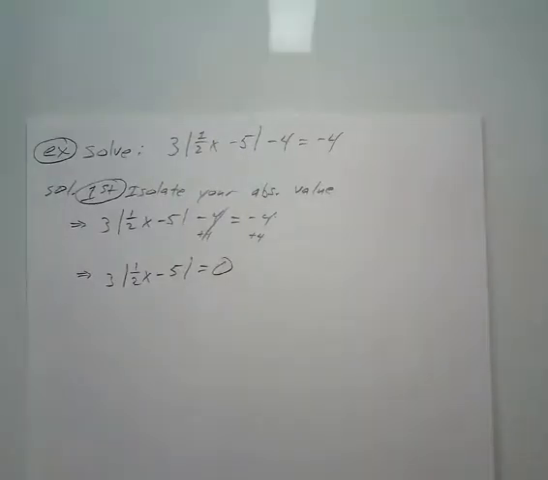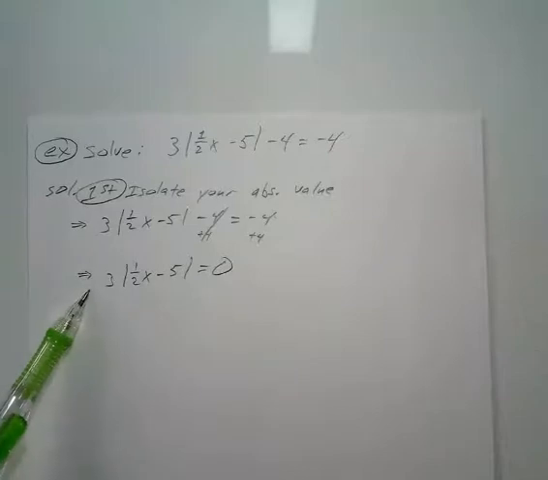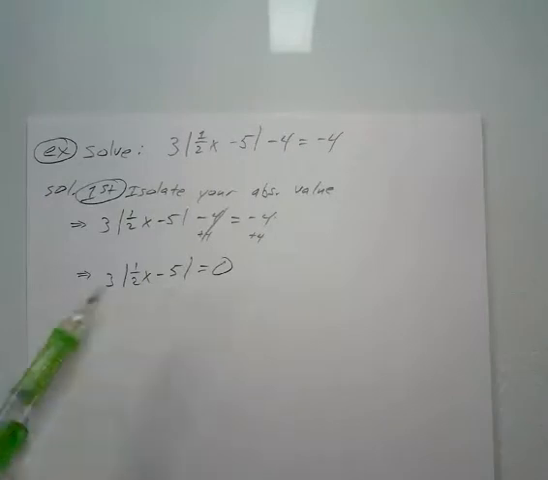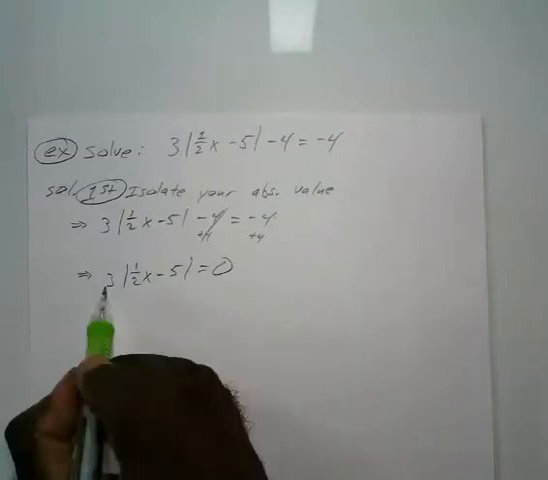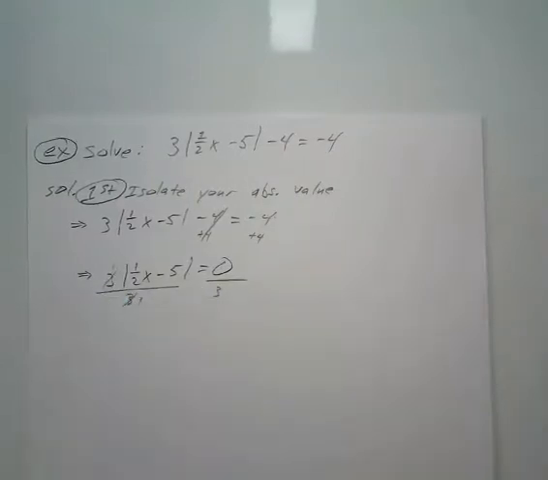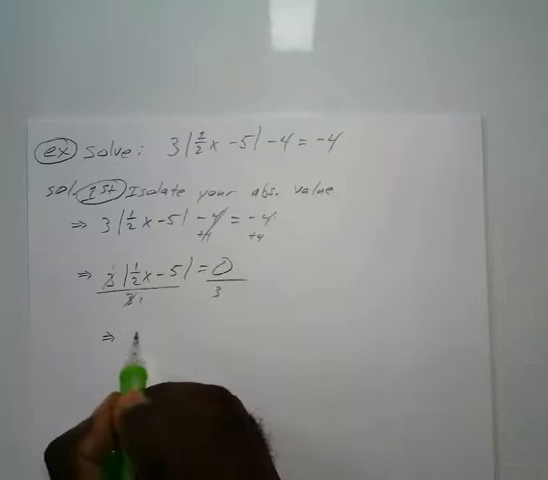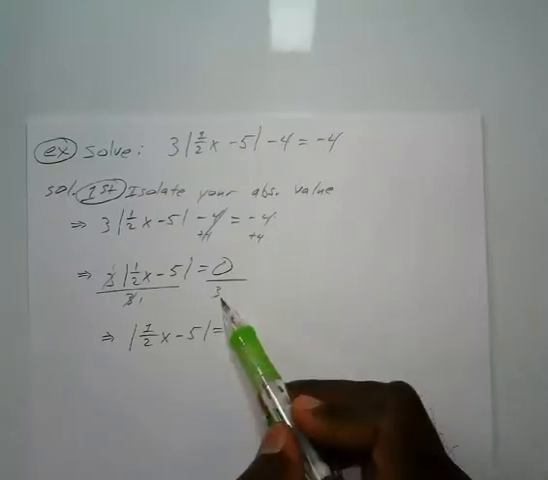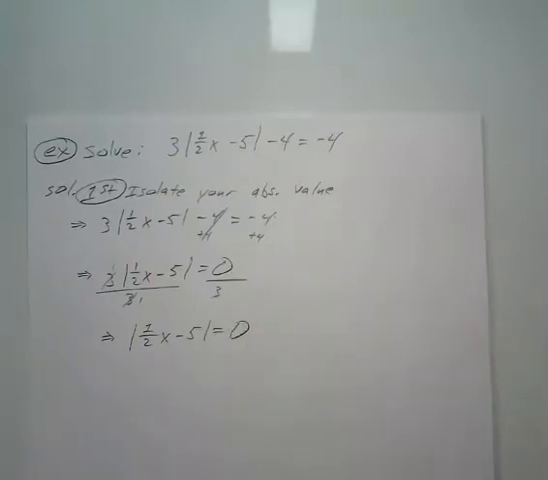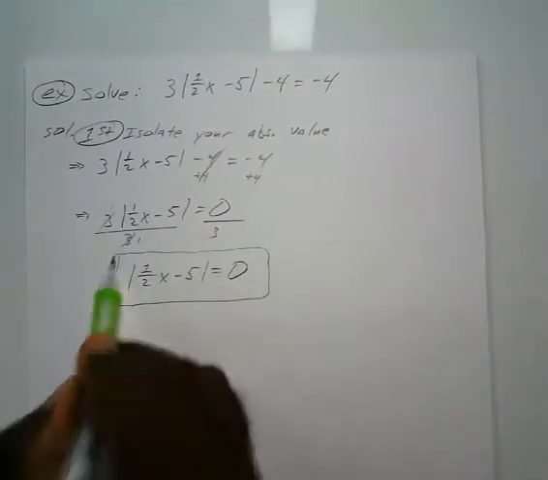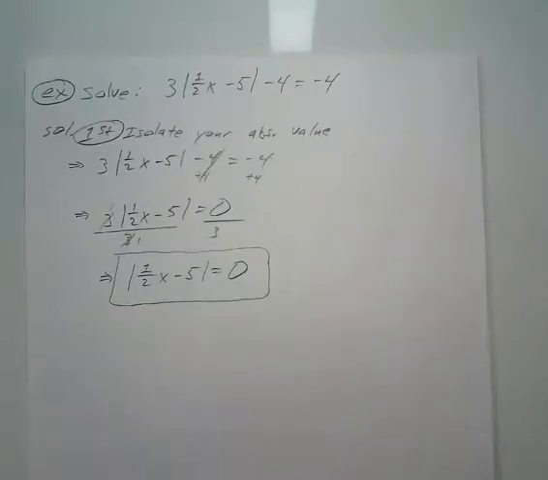Okay, so by isolating the absolute value, that means getting rid of that coefficient 3 also. It has to be nothing but the absolute value term. No coefficients. So we have to divide both sides by 3. Where these two 3's cancel each other out. And we are left with the absolute value of 1/2 x minus 5 equals 0 divided by 3, and 0 divided by any number other than 0 is equal to 0. Okay, so now this is the absolute value that we're going to solve.